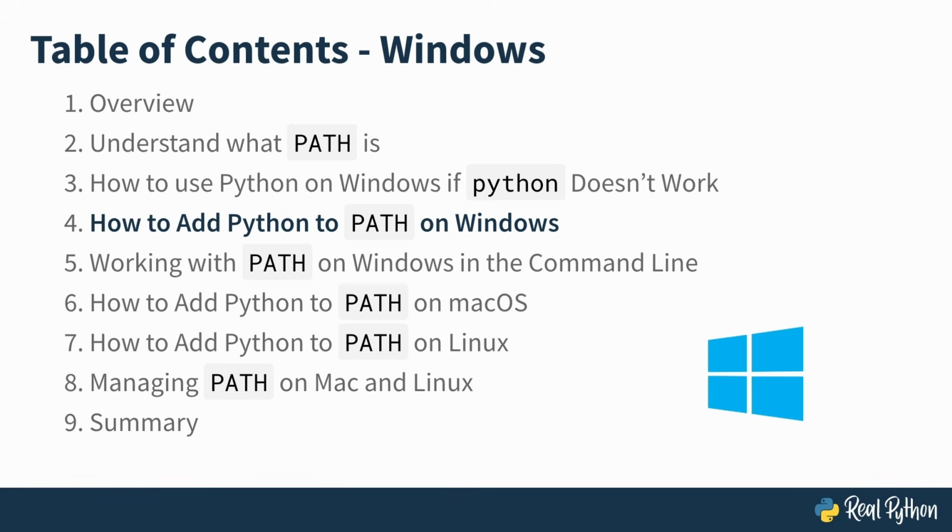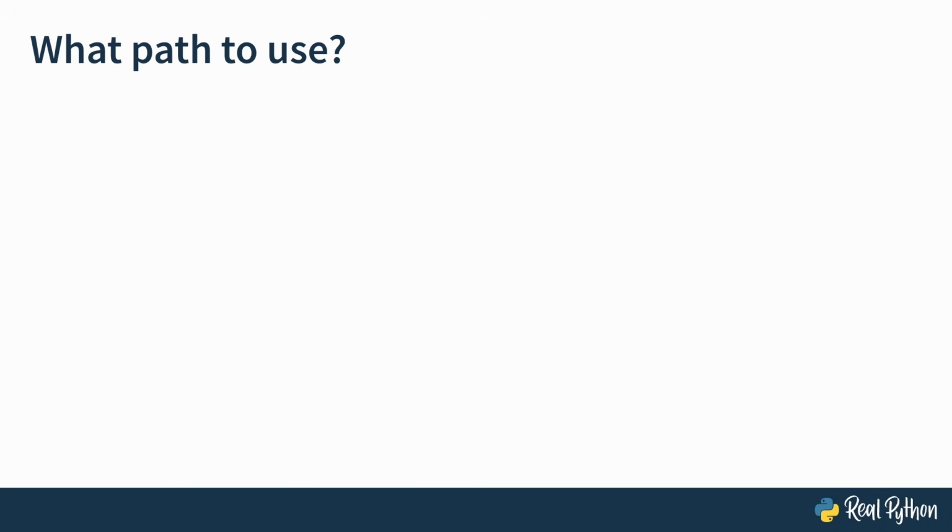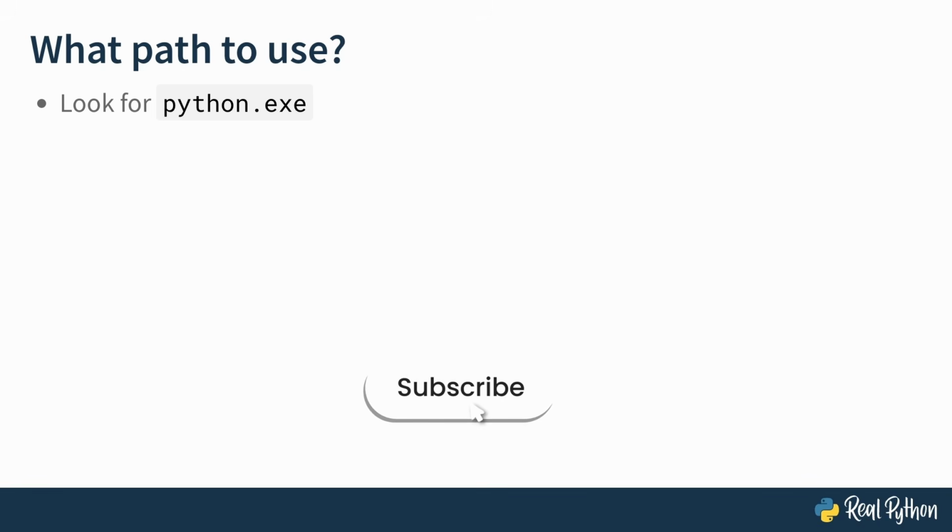Now let's add Python to PATH on Windows. This will let you use the python command from the command line. First, you're going to need to know where your Python executable was saved to. So you're looking for the folder that contains python.exe.